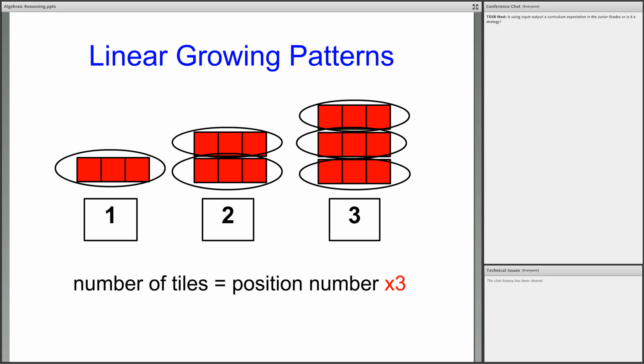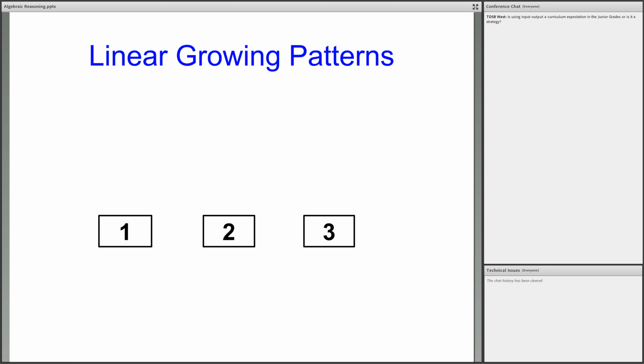Also, as they're going around and guessing other people's rules for their pattern, they are analyzing the structure of the pattern, relating the number of tiles and the physical structure of the pattern with the position number, and through that analysis are able to come up with the rule. But that process of analysis is really, really powerful for developing an understanding of multiplication.